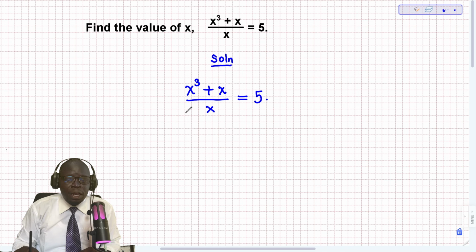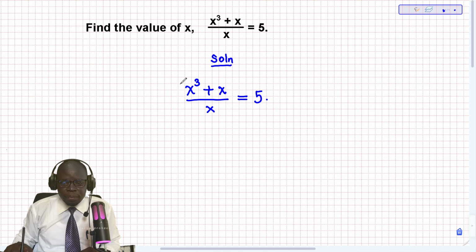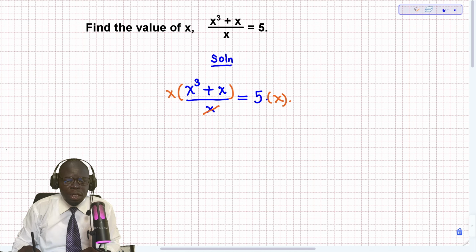Now, after that, we multiply both sides of this equation by x. Using brackets for the multiplication, we place x here, and also on this side we place x. So let's cross out this x with the other x here. The remaining part of this equation is x cubed plus x equals 5 times x, which is 5x. So we're going to put it here.